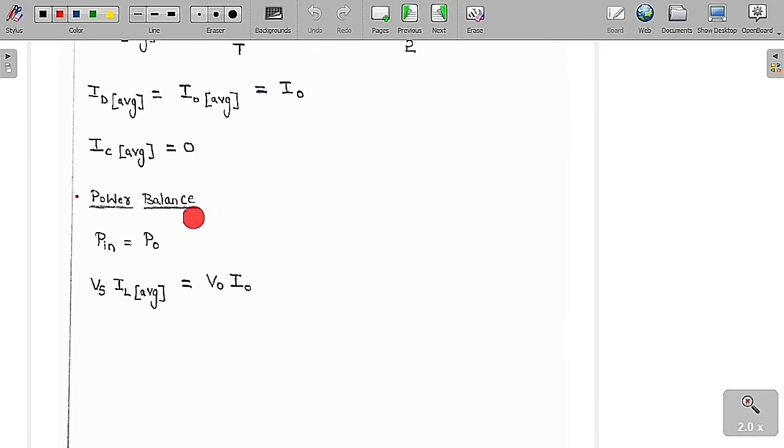Now we are going to apply the power balance equation, which is input power equal to output power. All these are average values. So Vs into Is average is equal to V0 into I0. Is is nothing but the IL average. Therefore, Vs into IL average is equal to V0 into I0. You can go for any of these.